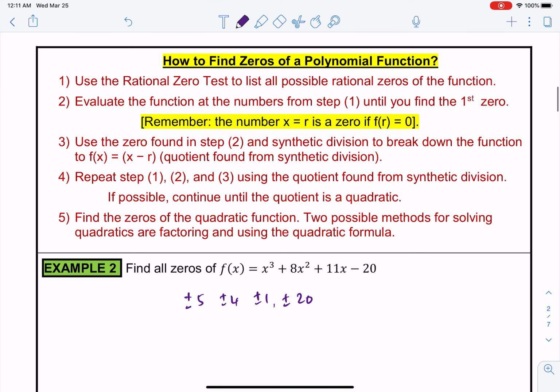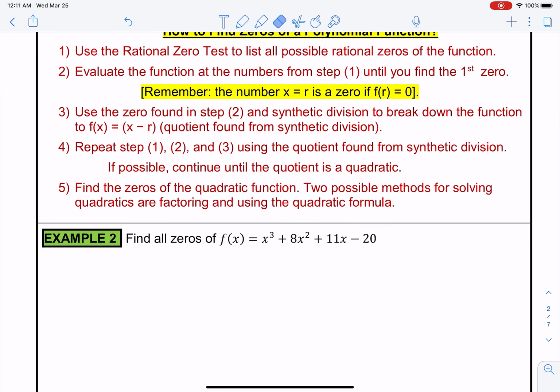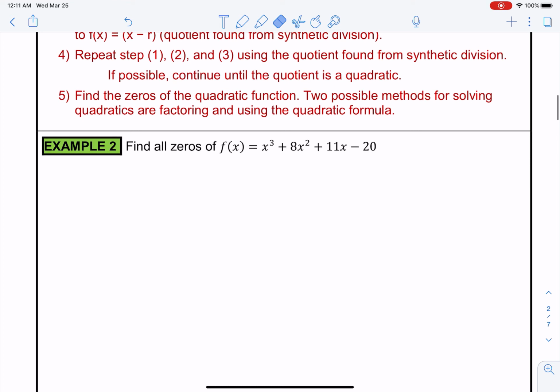So we want to find the zeros of this polynomial. So we start with the constant term, which is negative 20. And the leading coefficient is 1.